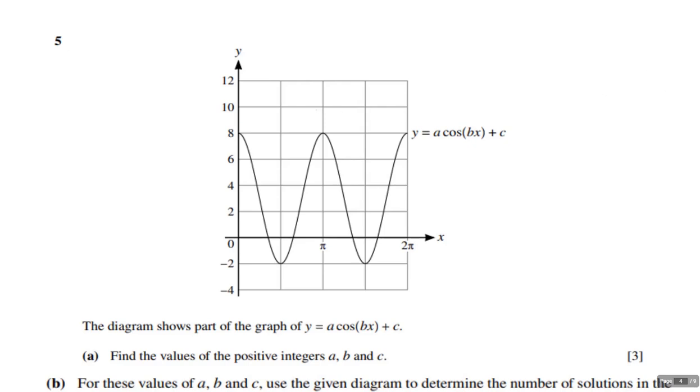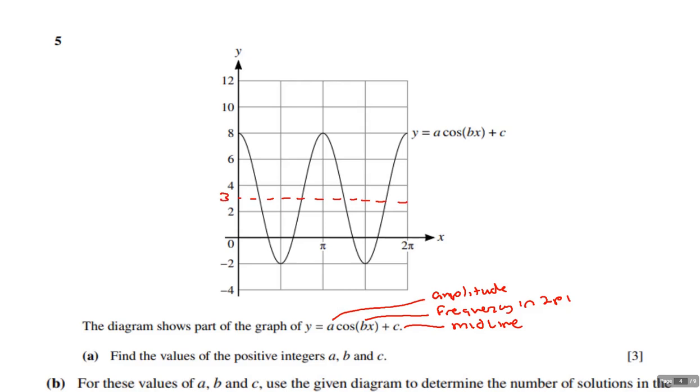Here is a trigonometric graph. It's a cosine graph. And I want to remind you that this number in front is the amplitude. The number inside is the frequency. It's got a number of cycles in 2 pi. And then that c is going to be the midline. So I can find these numbers just by looking at the graph.